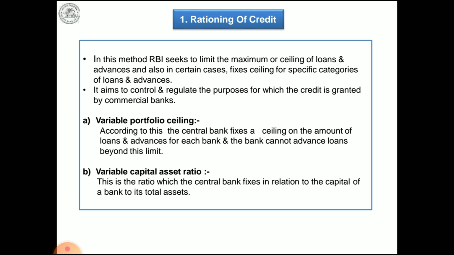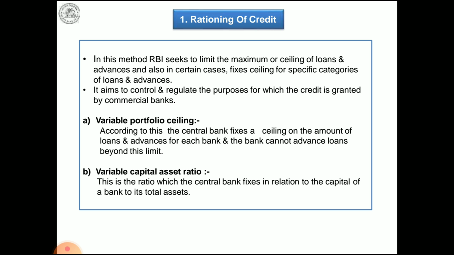In this particular rationing of credit, what RBI does is set a limit: for housing loan, this is the limit you can give. For vehicle loan, this is the limit, right? For personal loan, this is the limit. For gold loan, this is the limit. So to control the credit in the nation, instead of going for percentages, like in bank rate, SLR, CRR, where we have seen the percentages, there they will play with percentages. RBI will either reduce or increase the percentages.